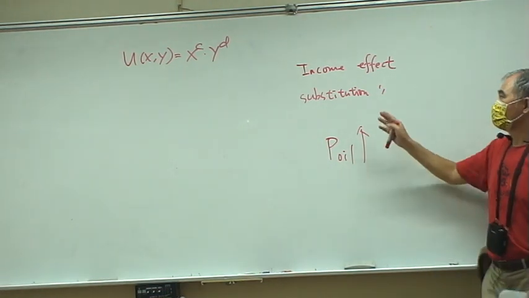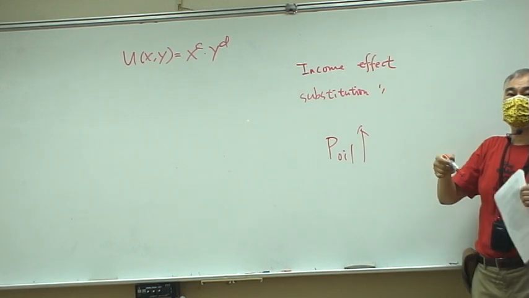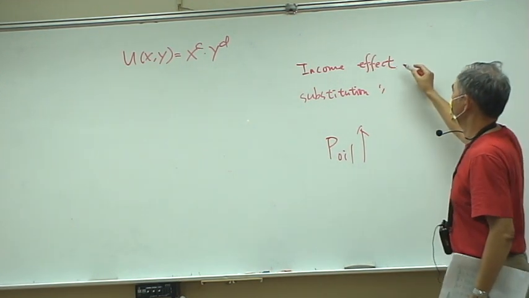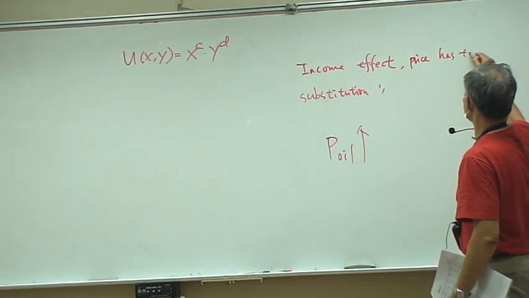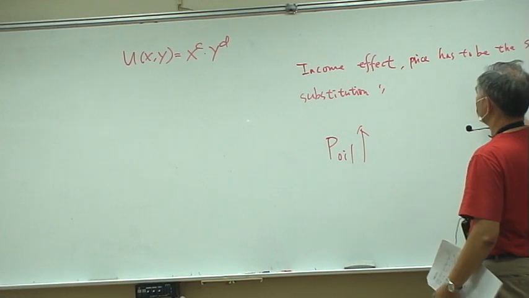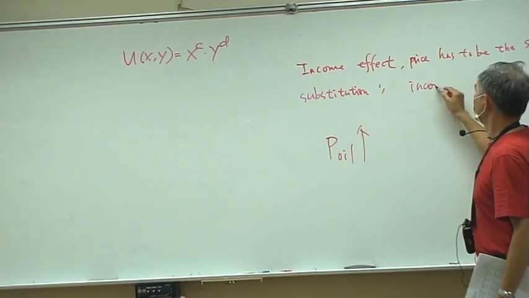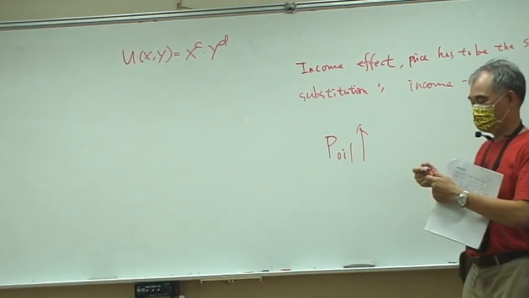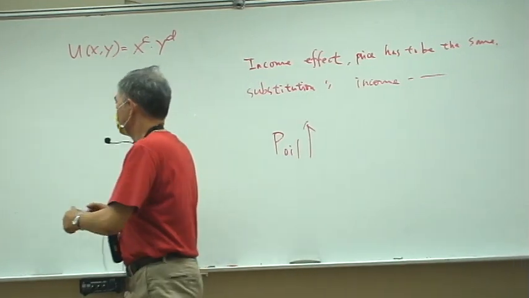Okay, so if you want to measure income effect, the price has to be the same. The same thing, if you want to measure substitution effect, income has to be the same. And how are we going to deal with it? Okay, let's look at here.